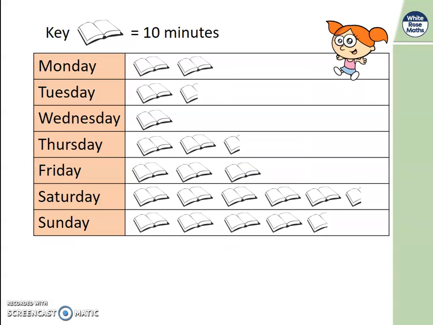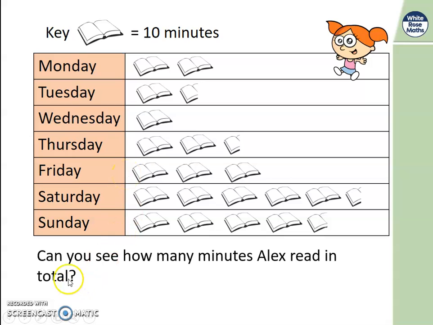So let's go through this together actually. So this key is representing 10 minutes. So one book equals 10 minutes. Can we count up all together how many minutes Alex is reading in total? So you need to look carefully because how much is half of a book worth? How many minutes is half of a book showing? Well, if it's half of 10, that's 5, so that is 5 minutes. So pause the video and have a count to see if you can work out the total of minutes Alex has spent reading this week.